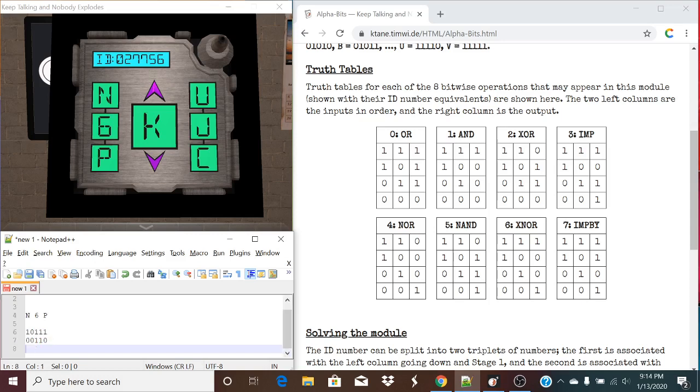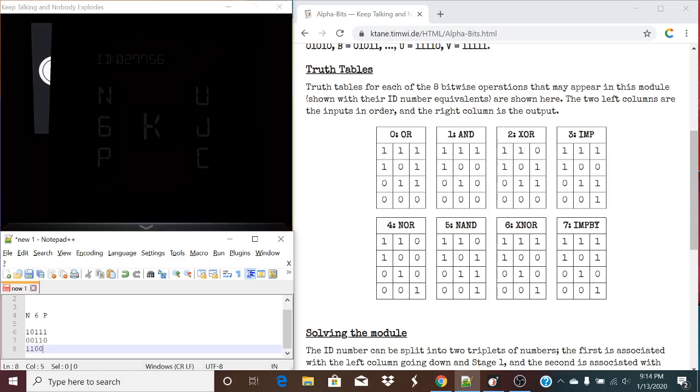And Papa is going to be a 25, which is 11001.